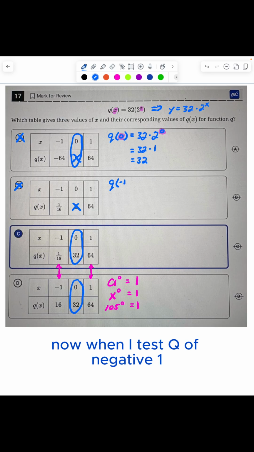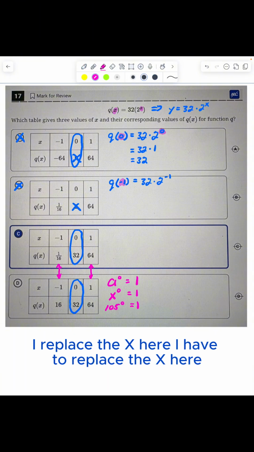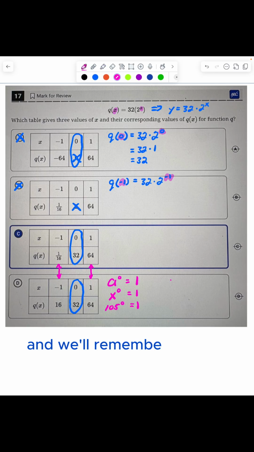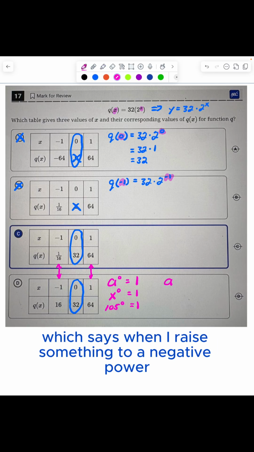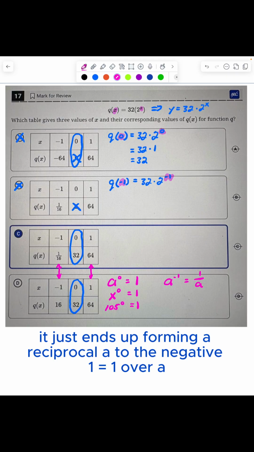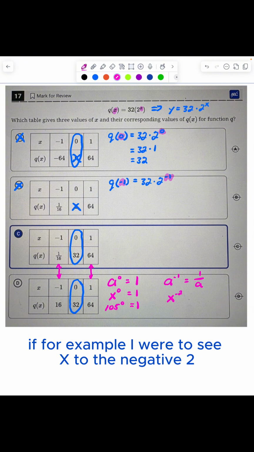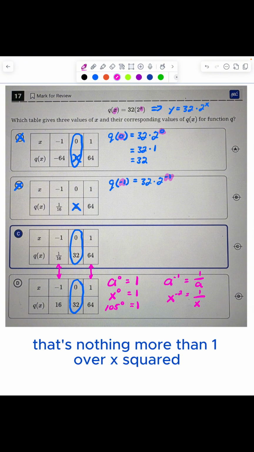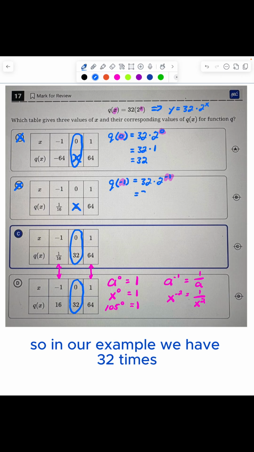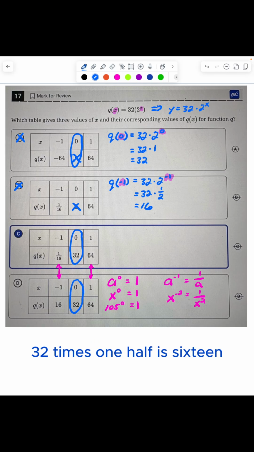Now when I test q of -1, I end up with 32 times 2 raised to the power of -1. Again, just to emphasize, I replace the x here, I have to replace the x here. And we'll remember another exponent rule, which says when I raise something to a negative power, it just ends up forming a reciprocal. A to the -1 equals 1 over A. If, for example, I were to see x to the -2, that's nothing more than 1 over x squared. So in our example, we have 32 times, well, 2 to the -1 is 1 over 2. 32 times 1/2 is 16.